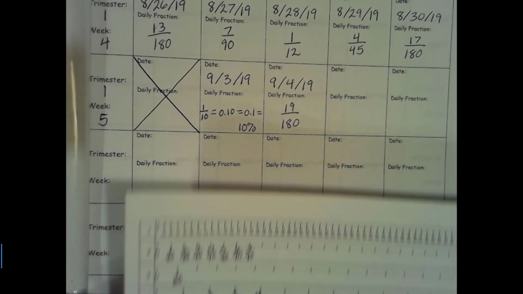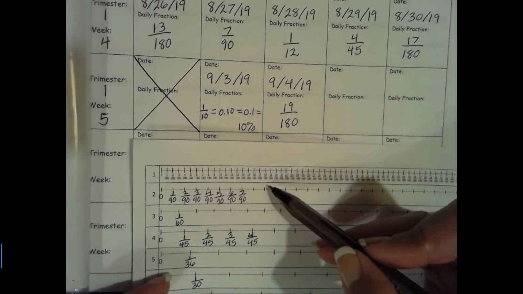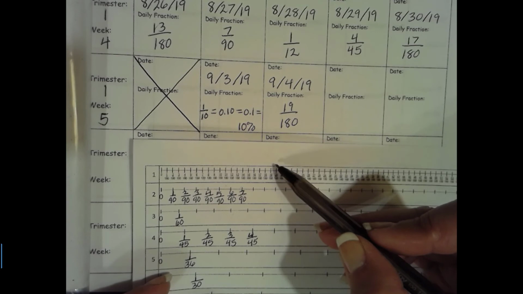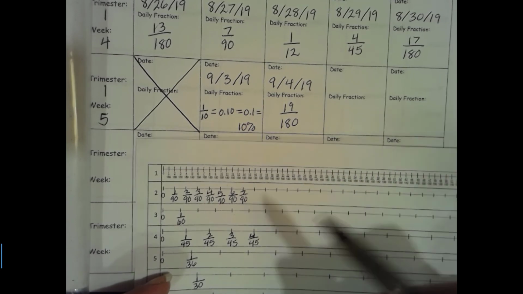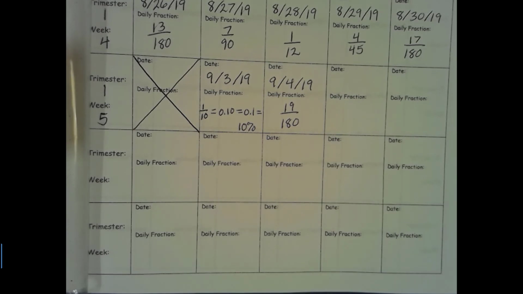When we make groups of 1, you don't have to get out your number line, but I like to show you that it's already there, right there. 19 out of 180. There's nothing lined up below it because that is the simplest form, or the equivalent fraction in lowest terms.